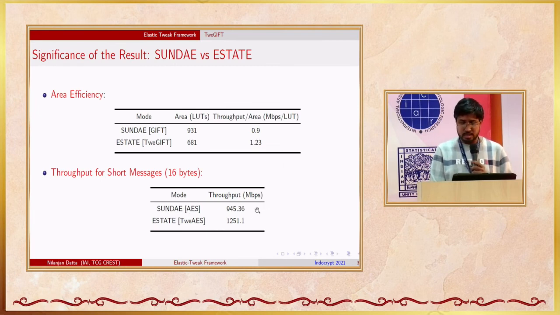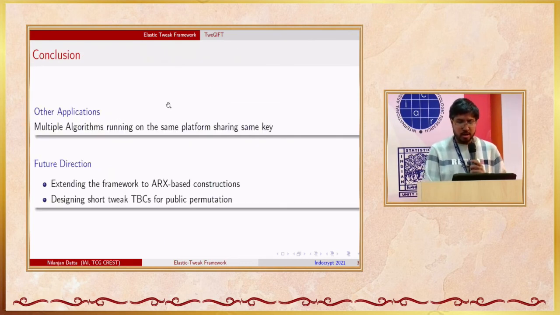So you can see that the throughput is quite high for short message processing as well. So this basically gives you the main significance of having this short tweak TBC in our life, and you can see that this gives a very significant improvement in several designs. So that is more or less what I have, and I'll conclude with this.